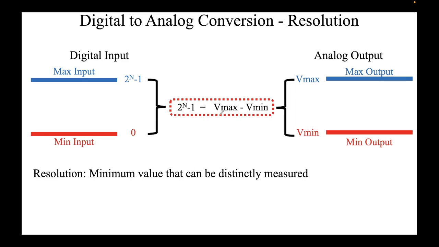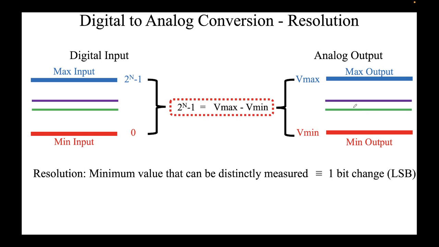Now, let's define what we mean by resolution. So resolution is the minimum value that can be distinctly measured. This resolution is a fairly common term in physics and engineering. So for instance, when we talk about resolution of a human eye, that means if two objects are very close together, what is the minimum distance at which a human eye can distinctly say that these two objects have this much gap? So that's a resolution. Optical microscope has a resolution. So this term keeps on appearing. So resolution formally means the minimum value that can be distinctly measured by a device or any entity that is being employed. Okay. So in that sense, what it means in this domain is a 1-bit change, right?